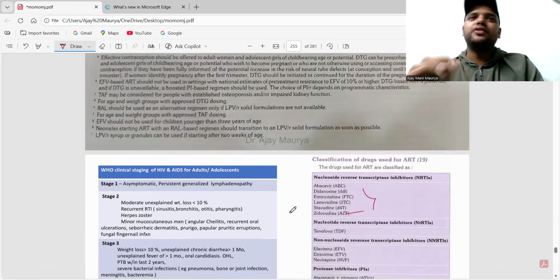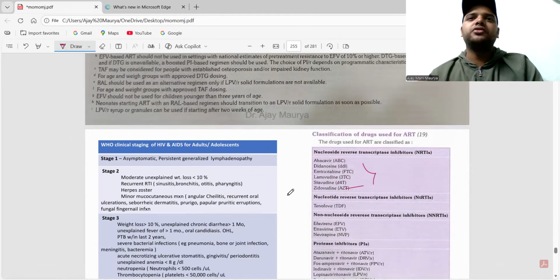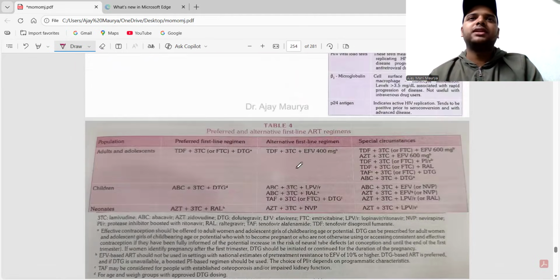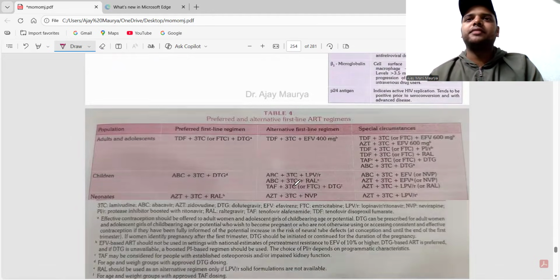Don't worry, they're not going to lag this one. From pharmacology, they're going to ask the same simple questions. Just remember what the first and the alternate first line treatment are. That's it.